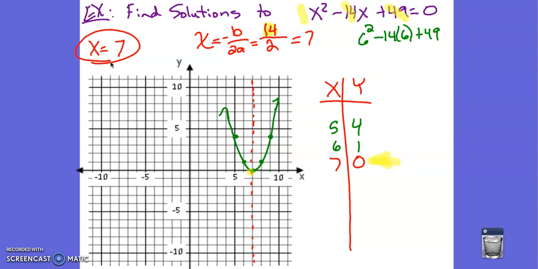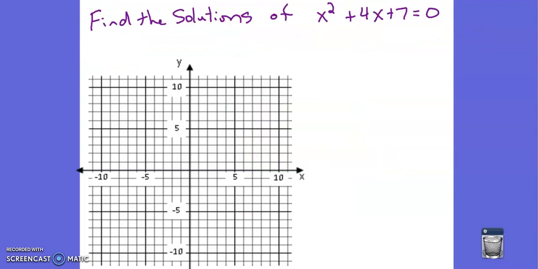So again, if I plug 7 in, 7 squared minus 14 times 7 plus 49, that's the only number that actually makes 0. And that's what you're trying to find, when it equals 0. That's what you're trying to find. So let's look at find the solutions of this problem.